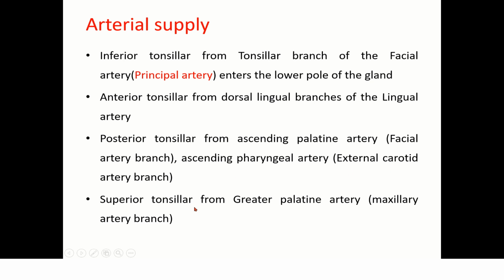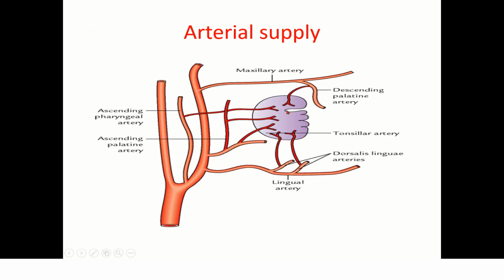Then superior tonsillar from the greater palatine artery, which is a branch from maxillary artery. So you can see here, this is the superior palatine branch from the greater palatine, and you can also see branch coming from the ascending pharyngeal and ascending palatine. These form the posterior tonsillar, and these branches coming from the dorsal lingual form the anterior tonsillar, and this is a direct branch, tonsillar branch from the facial artery, which is forming the inferior tonsillar. This is the principal artery for the palatine tonsil.